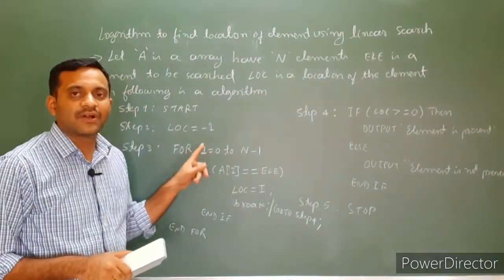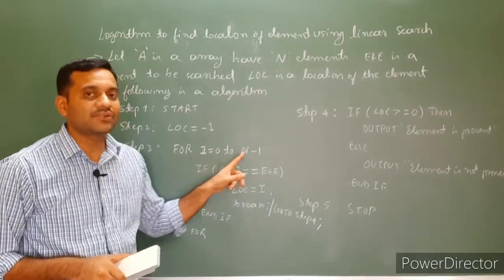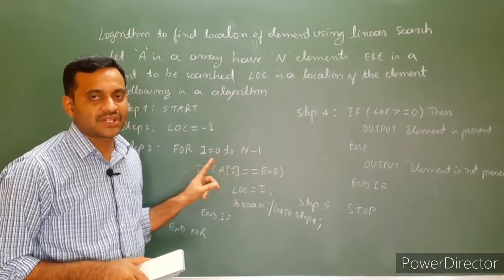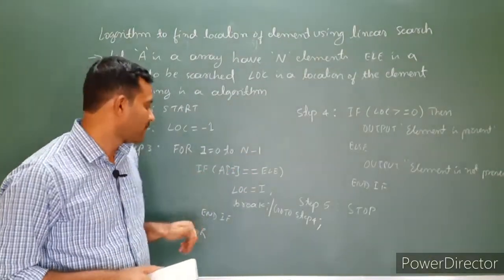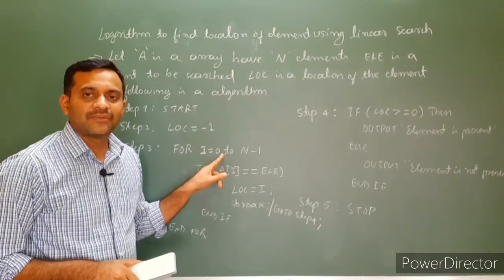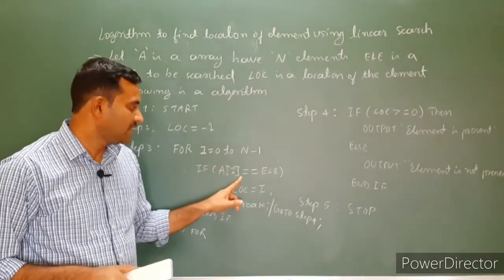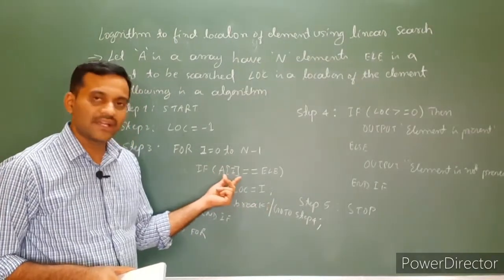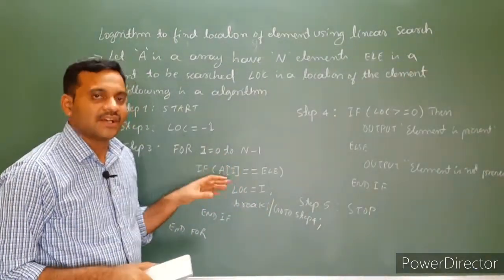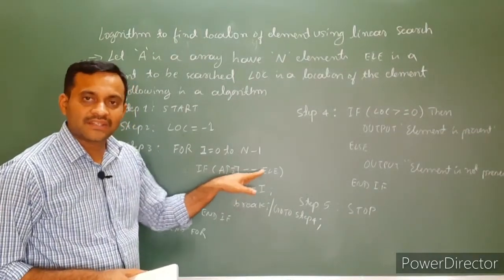So based on that we have to access all the elements from 0 to n-1. If it starts at 0, then it is n-1. If you start at 1, then it is n. Then compare if A[i], where i varies from 0 to n-1, is equal to the searching element. A[i] represents the element, i represents the index; the array element is compared with the searching element.